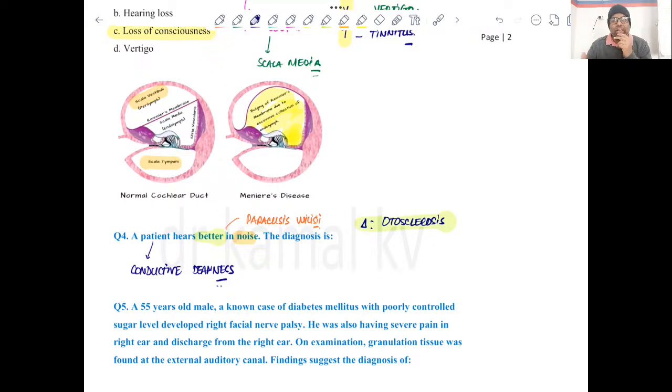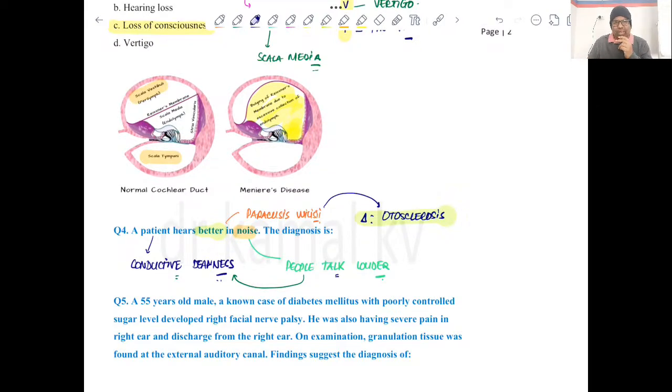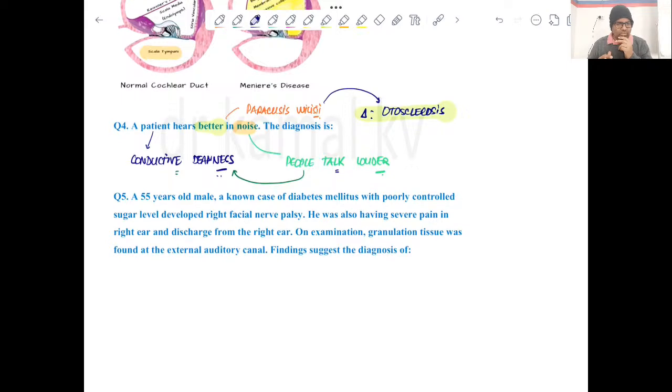Now what happens? The patient is having conductive deafness. But what happens in noise? People talk louder, isn't it? If there is so much noise, the people surrounding the patient will talk louder, and the patient takes advantage of this high volume, and therefore he hears better. So that is known as better hearing in noisy surroundings. It can be a party or a marriage procession. So anywhere when the people are forced to speak louder, the patient hears better. So this is known as paracusis willisii, and the moment you have any sort of hint regarding this, straight away go to otosclerosis. Do not do unnecessary post-mortem of the question. The moment you have keywords, mark the answer, move ahead.